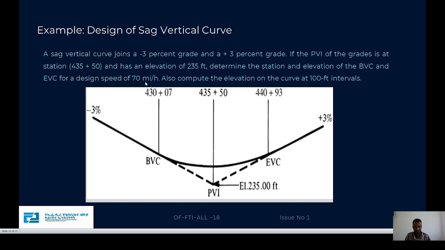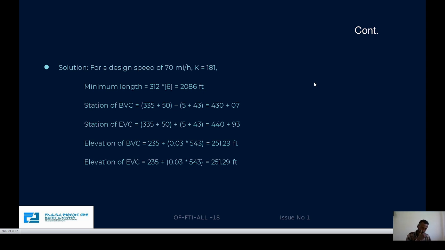The design speed is 70 miles per hour, and we compute the elevations on the curve at 100 feet intervals, a full station interval. In this case, the minimum k value is 181. The minimum length will be the k value times the algebraic difference.